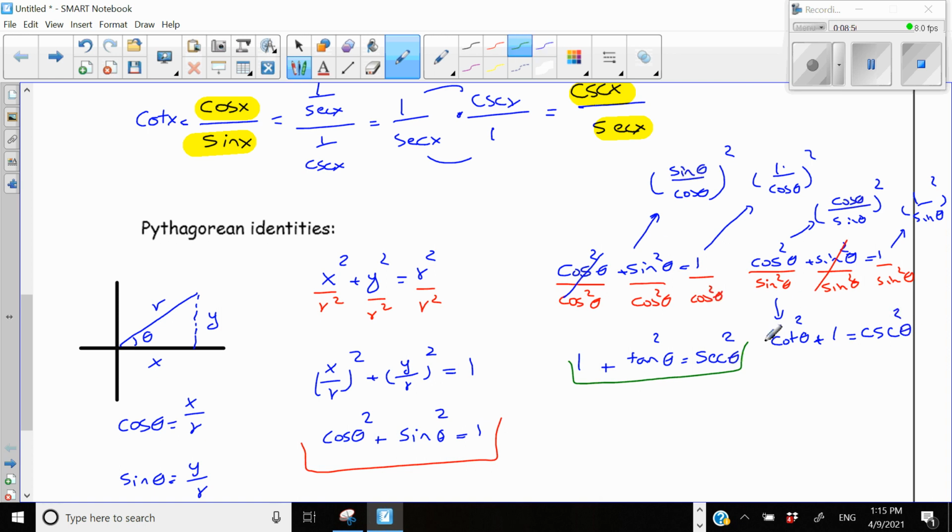So this is another identity, another form of Pythagorean identity. We have 3 of them. Cosine squared plus sine squared equal to 1. 1 plus tangent squared is secant squared. Cotangent squared plus 1 is equal to cosecant squared.